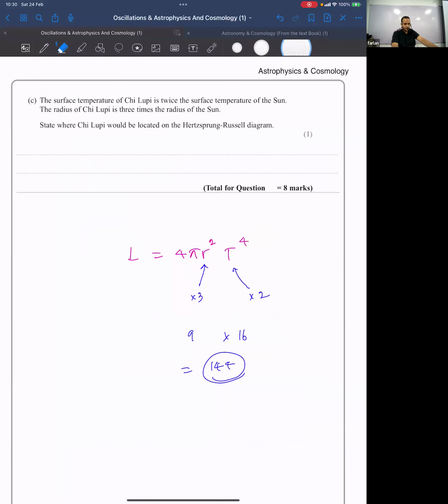You can say it will be in the main sequence region, to the left of sun. It will be in the main sequence region, to the left of sun. Simple as that. Take a small break, see you in 15 minutes.